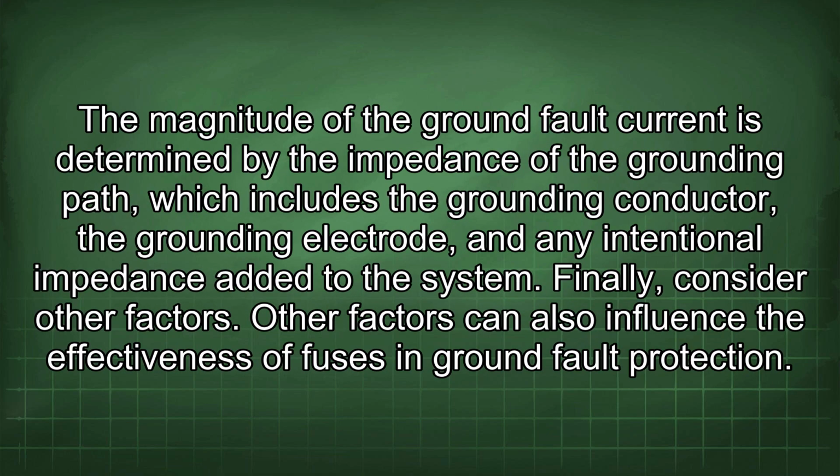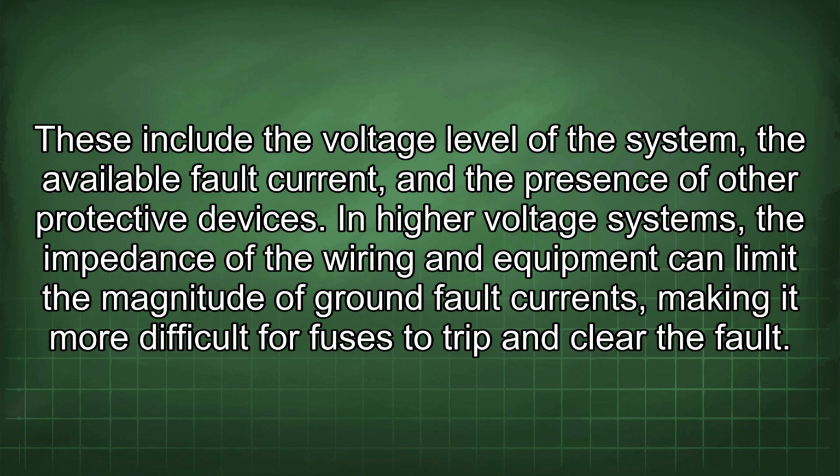The magnitude of the ground fault current is determined by the impedance of the grounding path, which includes the grounding conductor, the grounding electrode, and any intentional impedance added to the system. Finally, consider other factors. Other factors can also influence the effectiveness of fuses in ground fault protection. These include the voltage level of the system, the available fault current, and the presence of other protective devices.